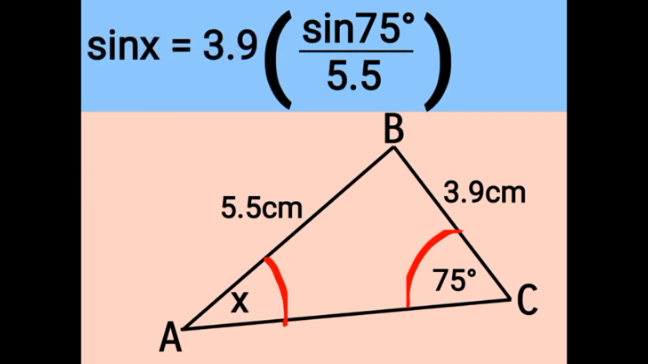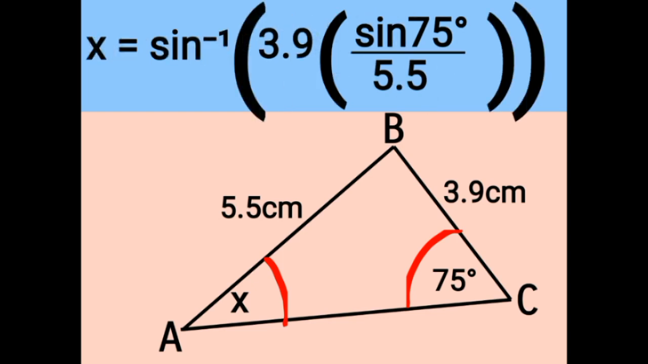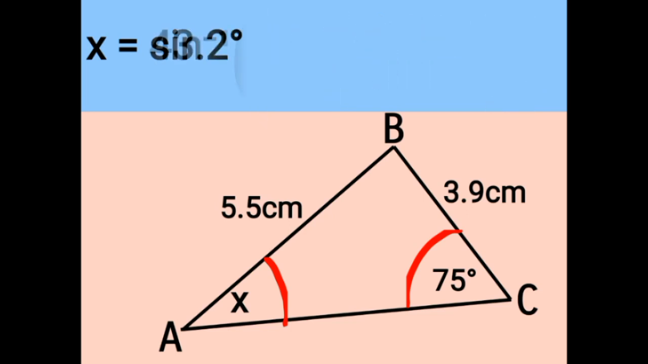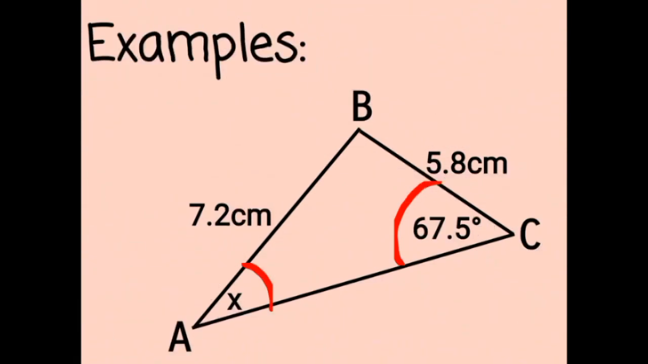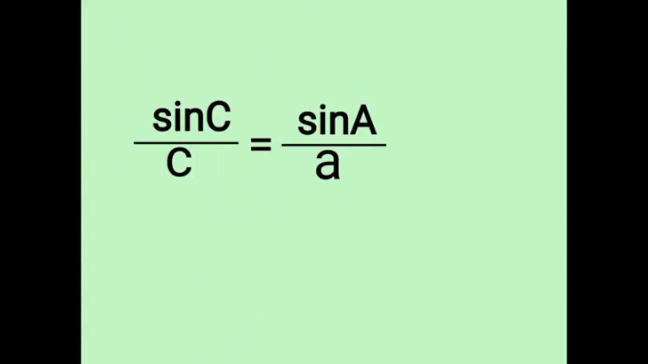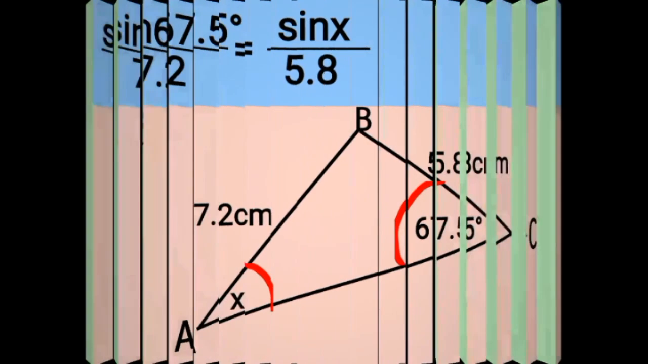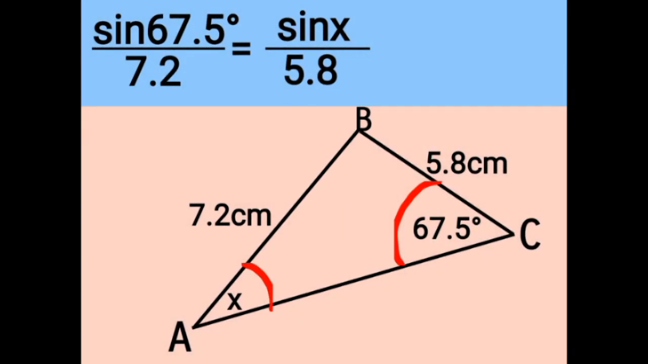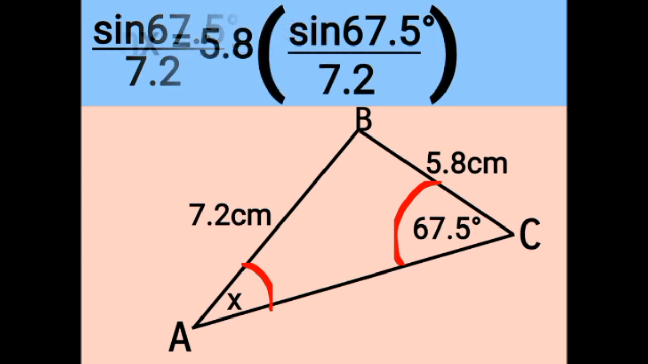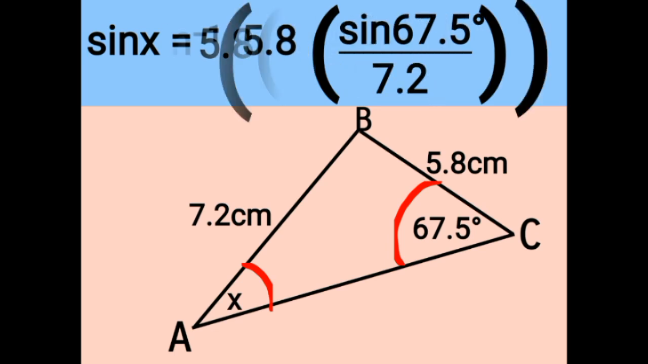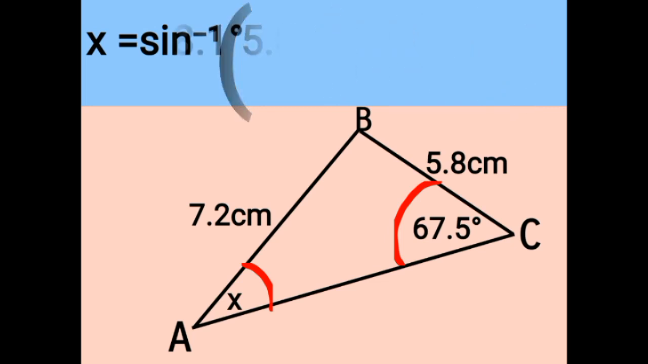Sin x equals 3.9 times sin 75 degrees over 5.5. To solve this equation, take the inverse of sin. Then x equals sin inverse of 3.9 times sin 75 degrees over 5.5. x equals 43.2 degrees. Now here we can also use the formula sin C over c equals sin A over a to find the value of x. So sin 67.5 degrees over 7.2 equals sin x over 5.8. Sin x equals 5.8 times sin 67.5 degrees over 7.2. Then x equals sin inverse of 5.8 times sin 67.5 degrees over 7.2. x equals 48.1 degrees.